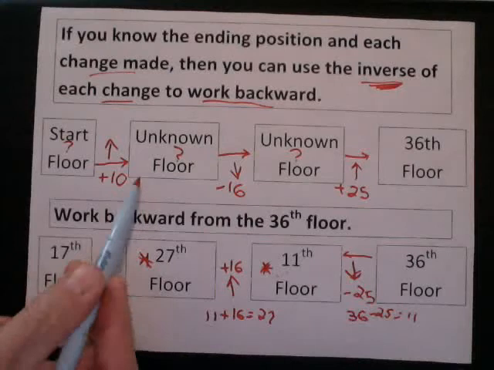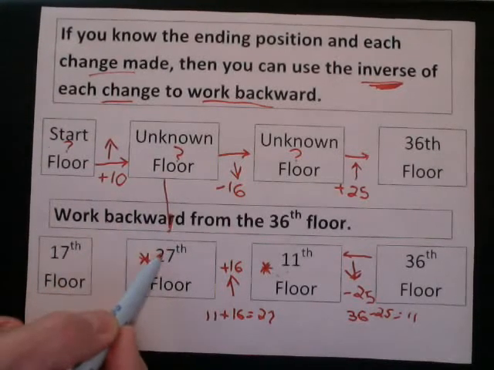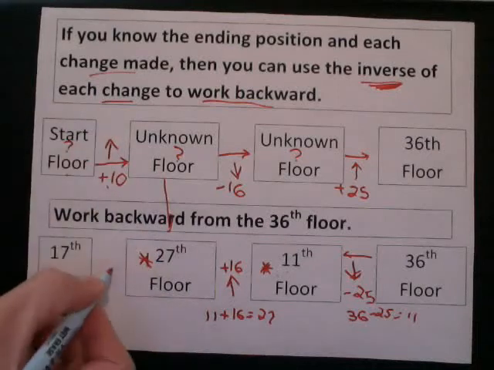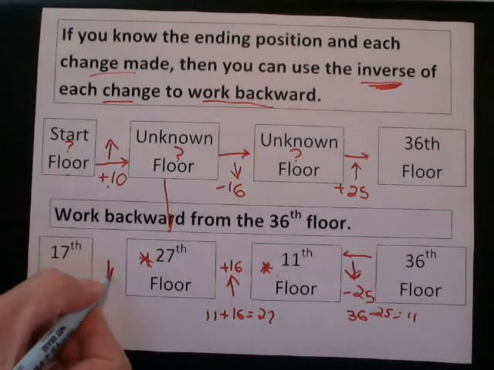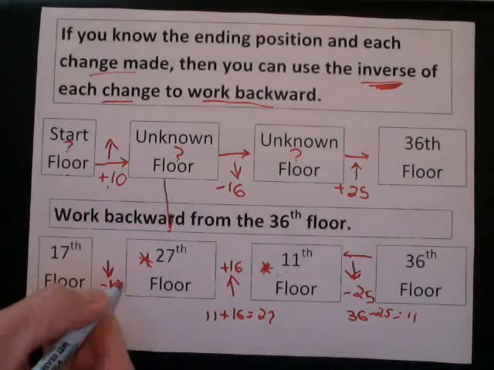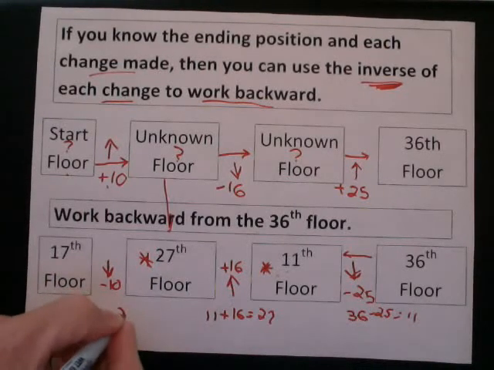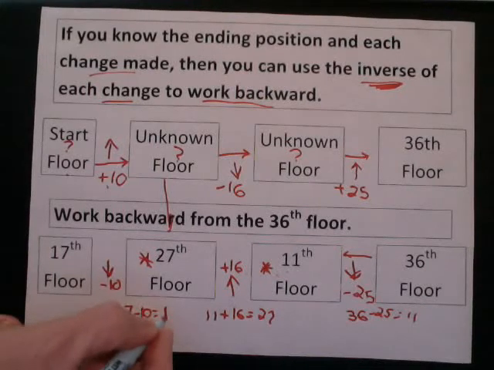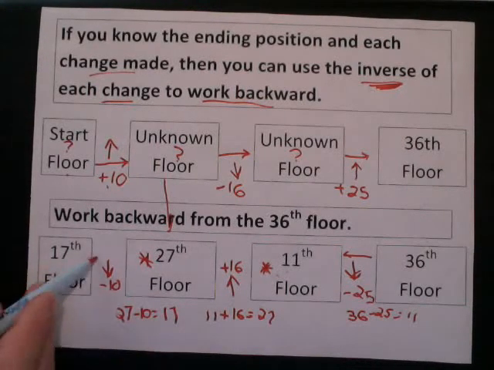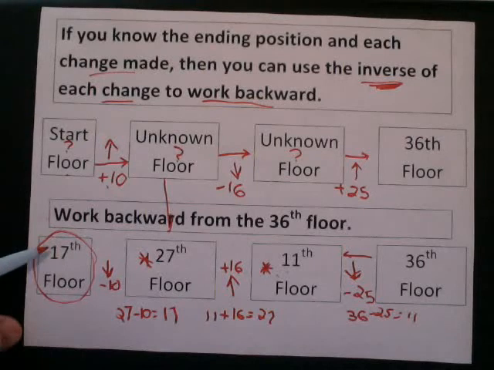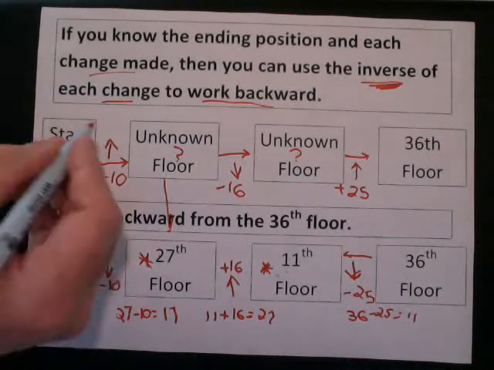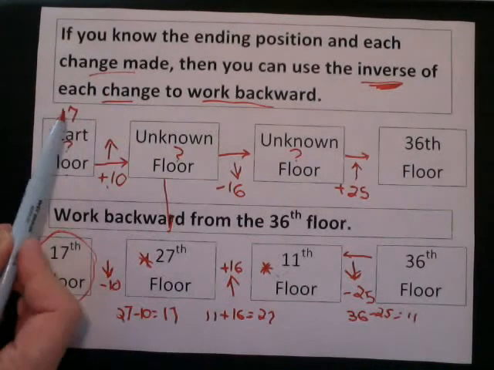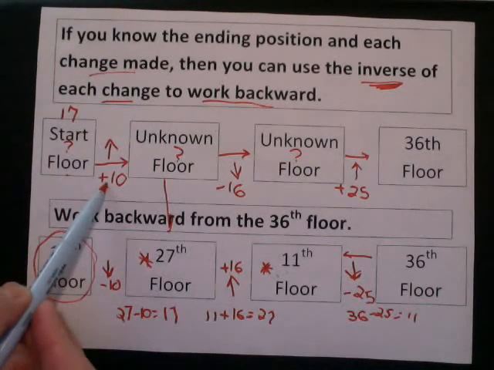Now, in order to get to this 27th floor, they came up from the starting floor. So in order to go back down to the starting floor, we're going to get a negative 10. So now we have 27 minus 10, which equals 17. So we are correct when we say that the 17th floor is where they started. And if we were to actually check our math, we could do 17 plus 10 is 27.